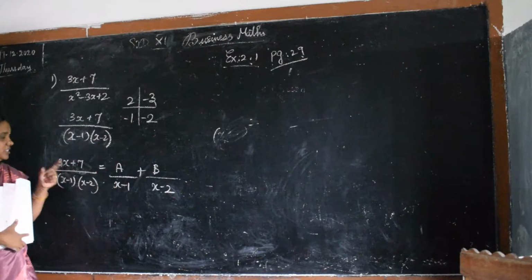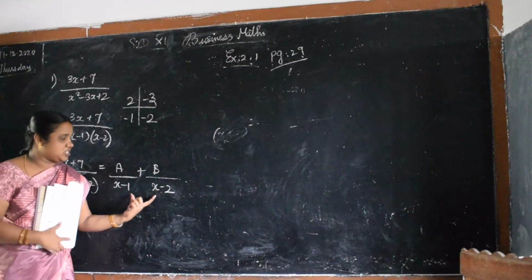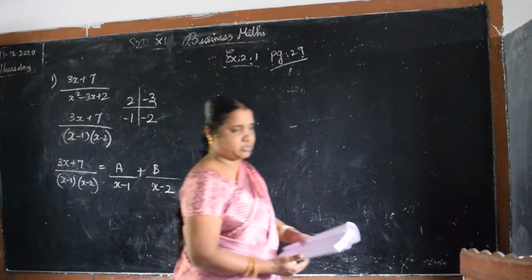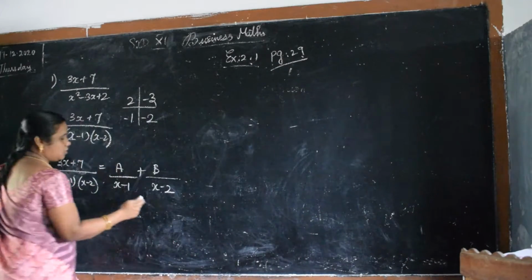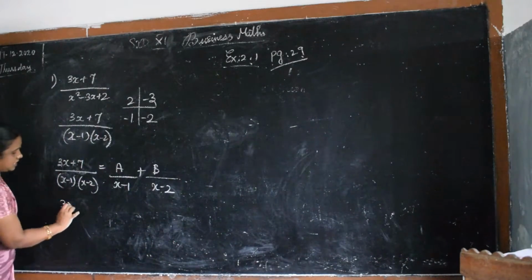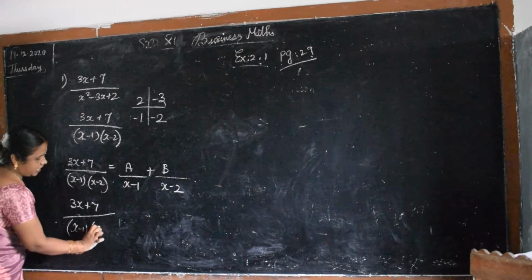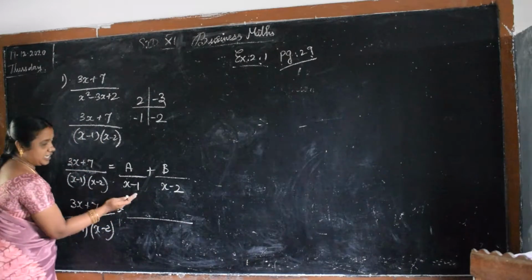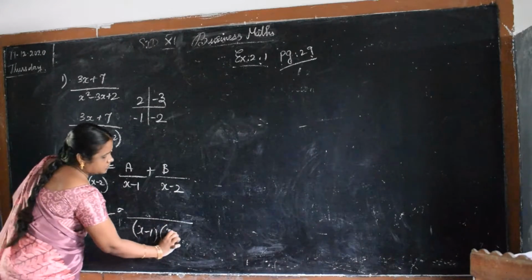How am I writing here? This is a single rational expression. This one I am going to write as two rational expressions with sum or difference. Any one we can use. Okay, so now take LCM here. What is the LCM for this? The left hand side you write as such, this is x minus 1, x minus 2. Take LCM. See the denominator. The denominator is only our LCM, x minus 1, x minus 2.